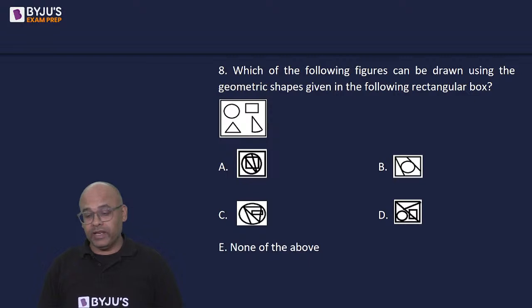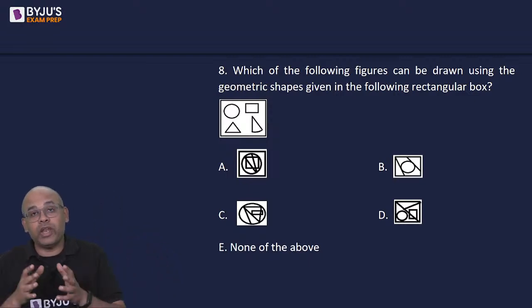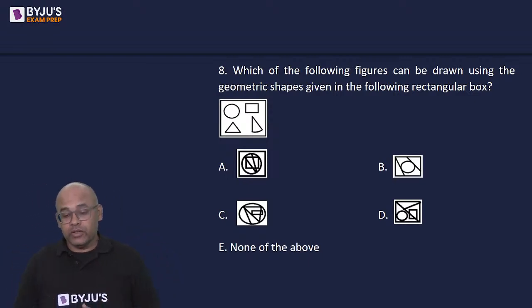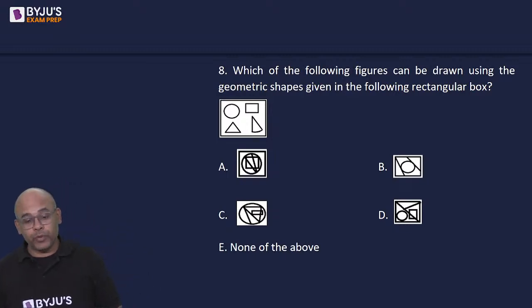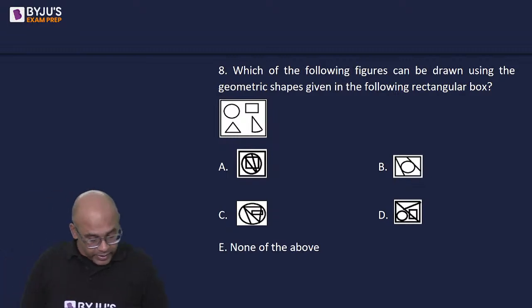Next, question number 8. It's combination and putting the figures together. So some figures are combined and put together. You have to identify which rectangle has all of these. So let's go ahead.